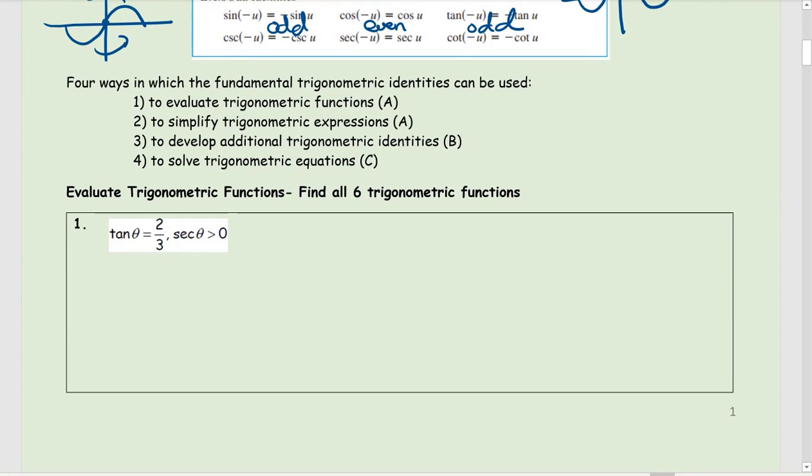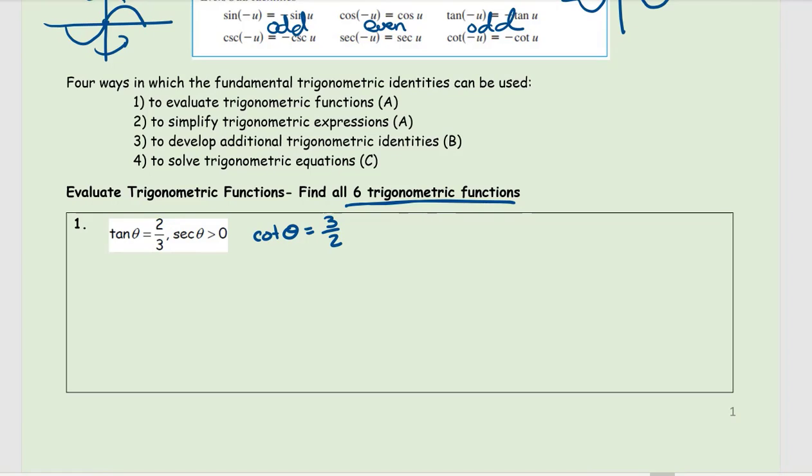We're going to look at tangent of theta equal to 2/3, and we also know that secant is greater than 0. We want to find all 6 trigonometric functions. That's what this is telling us to do. The easiest one to find is cotangent, because cotangent is just the reciprocal of tangent. And just like that, we're 1/3 of the way done.